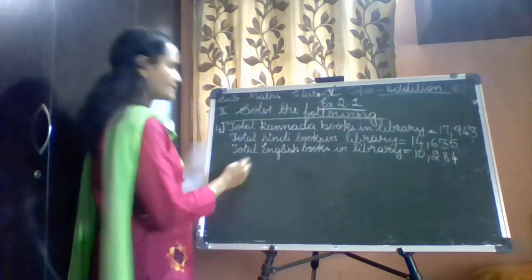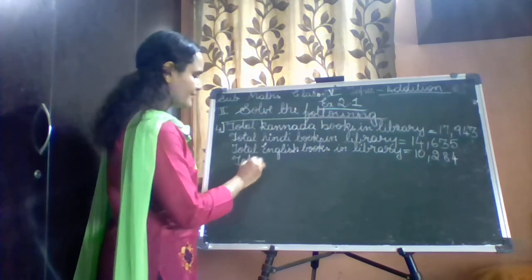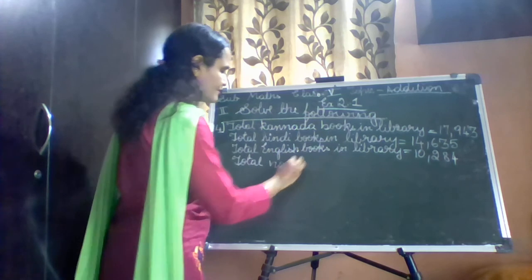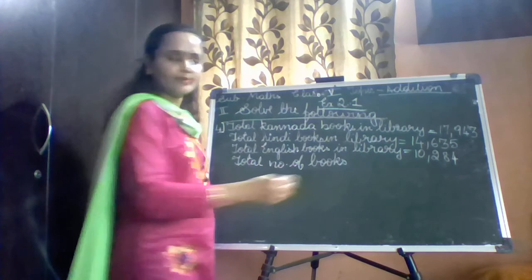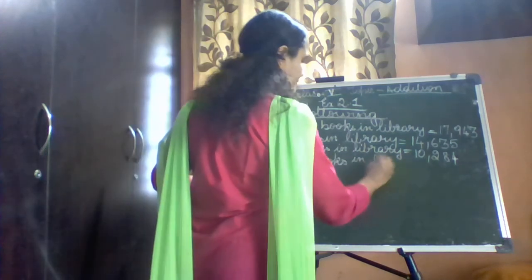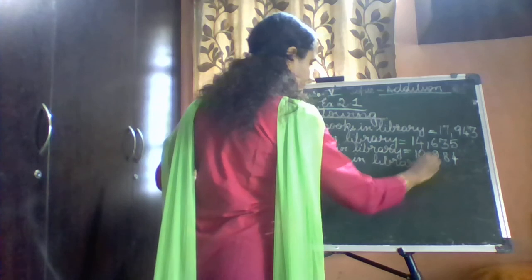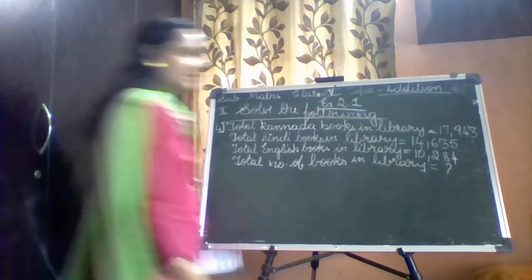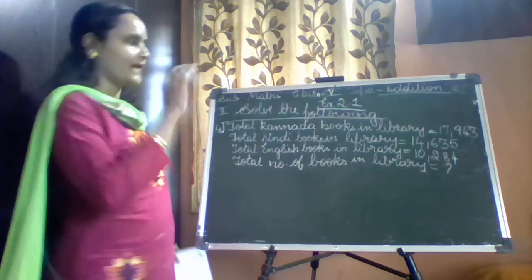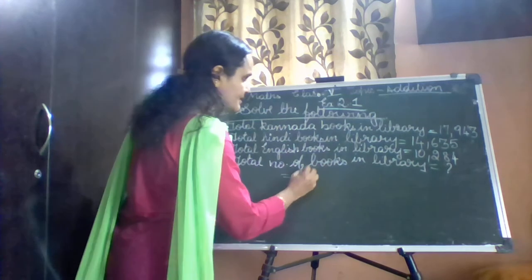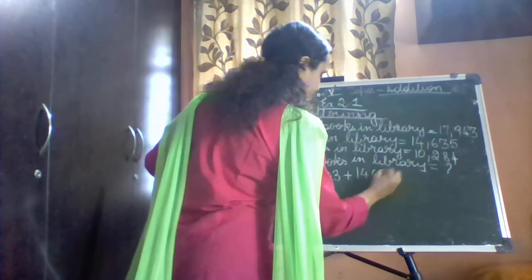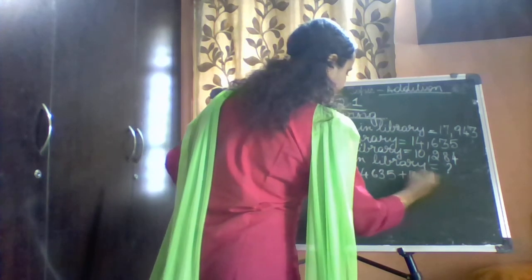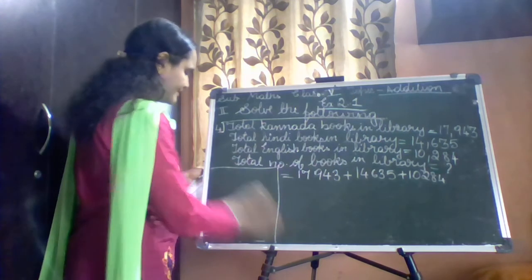So what are they asking us to find? They are asking us to find the total number of books. Total number of books in the library is equal to how much? So what do you have to do when you have to find the total? You have to add all the three. So this is nothing but 17,943 plus 14,635 plus 10,284.